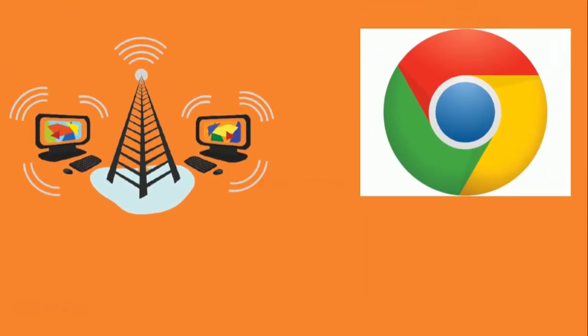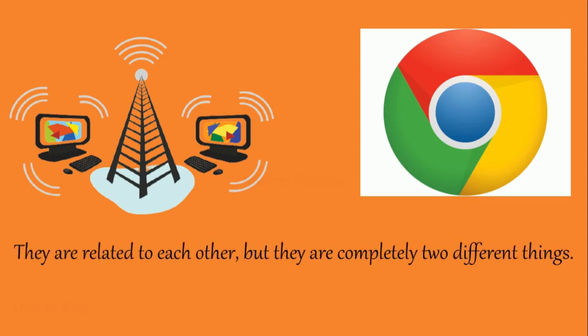Next, I have this one, internet access. Here I have the internet and here I have the browser. Browsers are used to access the internet. It's not that the internet and the browser are the same. They are completely different things, but they are related to each other. Without the internet, we are not going to get any information inside the browser. But they are two different things.